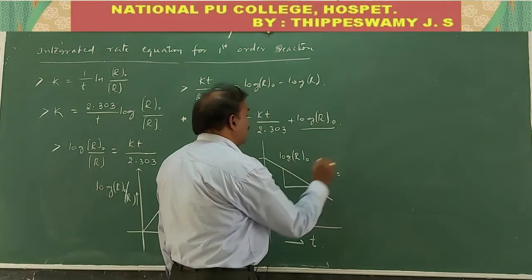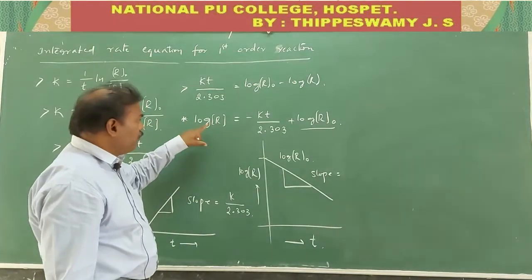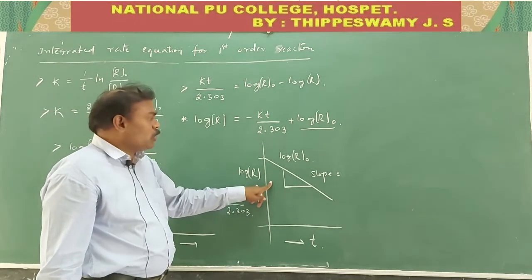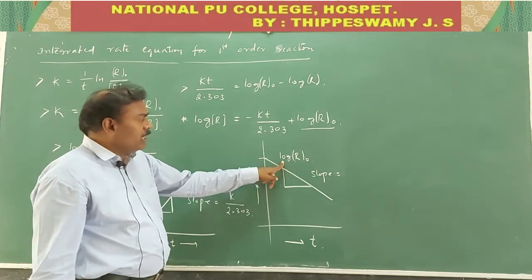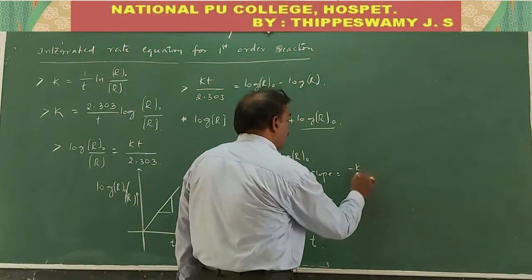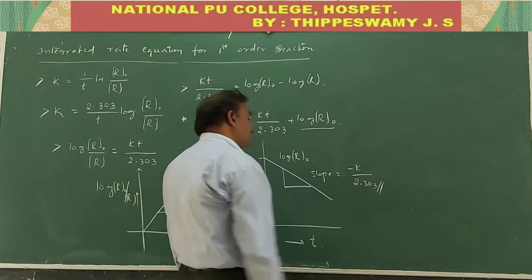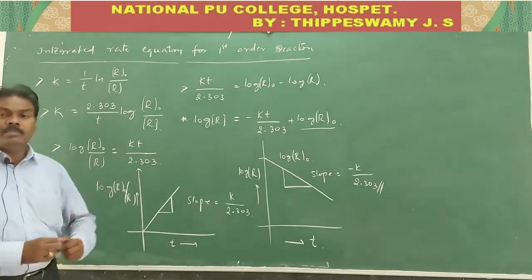Slope of the straight line is equal to, if you plot a graph of log r versus t, you are getting the negative slope. And here, that y-intercept is equal to what? That is log r0 only, and the slope is equal to minus k divided by 2.303. So in this way we should know all the points regarding the integrated rate equation for the first order reaction.